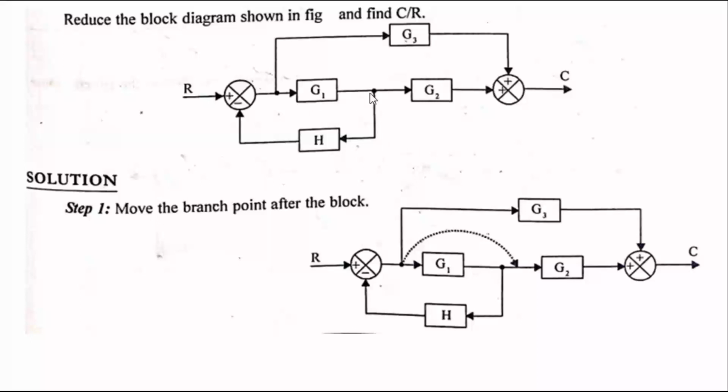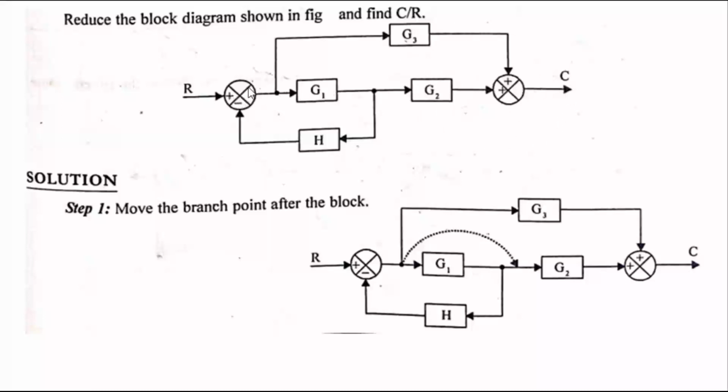So the second step is to try to move the takeoff point to either side, after the block or before the block, and see if you can reduce the block. I am going to move this takeoff point after the block G1, and connect this line anywhere, here or here. Suppose we move this takeoff point here, then these two blocks are parallel. This is a forward path, this is also a forward path. This is a parallel block.